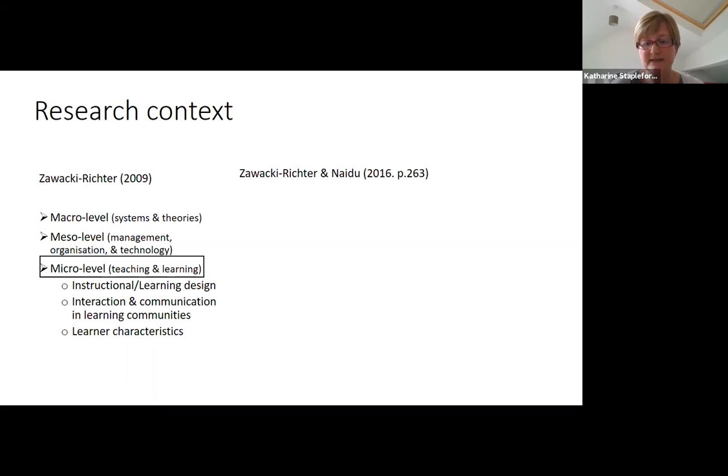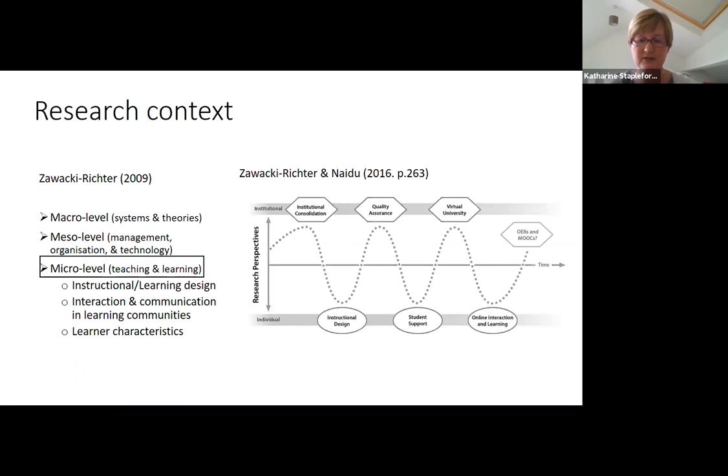So in a later study, also by Zawacki-Richter, this time with Naidu in 2016, they looked at a longer period, 35 years of distance education research between 1980 and 2014. And they identified what they termed waves of alternating institutional and individual perspectives, where the institutional focuses on the meso level and the individual focuses on the micro level. So still not much research at the macro level. And what we can see here is that the micro level is concerned with the design of distance programs, supporting learners, so again, learner characteristics, and more recently, with the rise in interactive technologies, significant focus has been on interaction and communication in online distance learning.